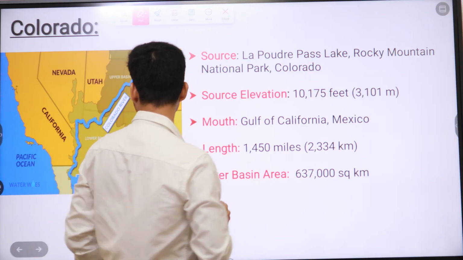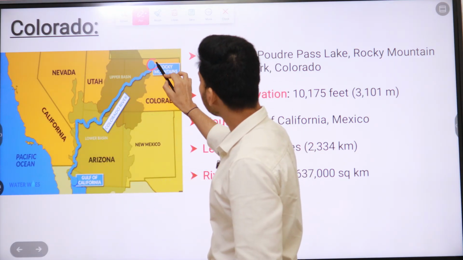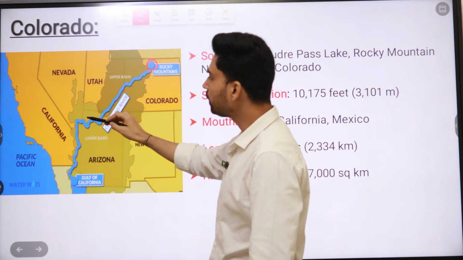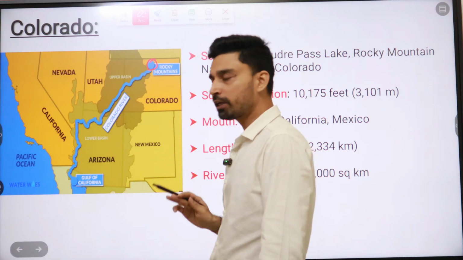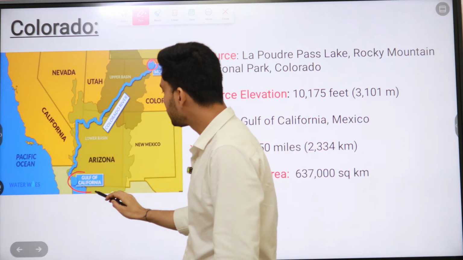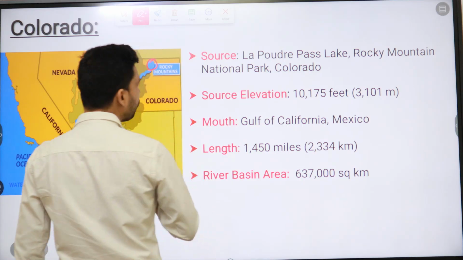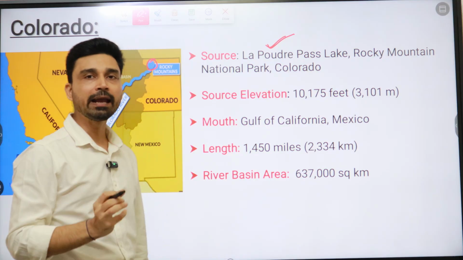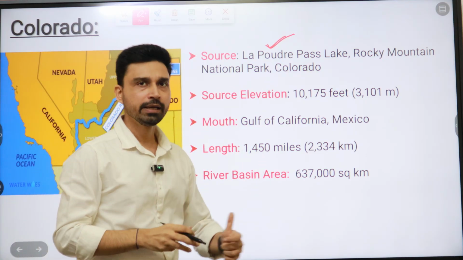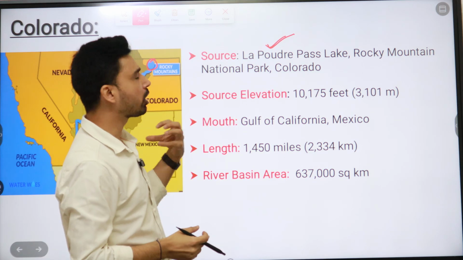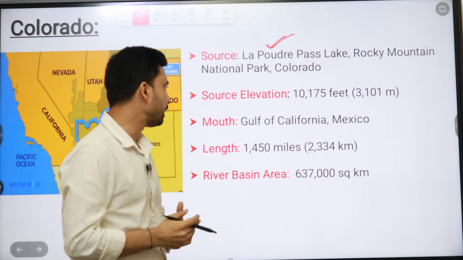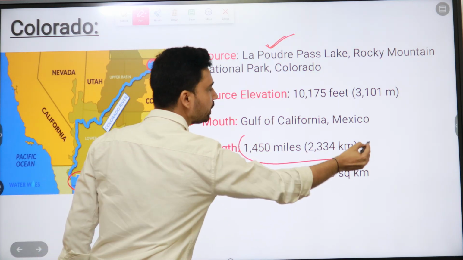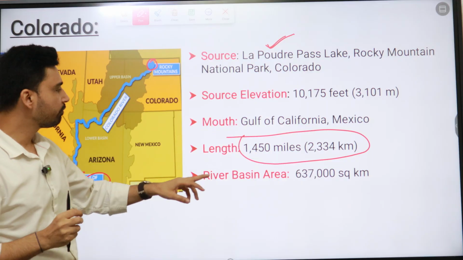Colorado River is a very important river because it originates from the Rocky Mountains, the longest mountain range of North America, and then flowing further in a southwestern direction, it drains out in the Gulf of California. So the origin point, if you look more precisely, is believed to be La Poudre Pass Lake in the Rocky Mountain National Park. State-wise, obviously, it is part of Colorado state. Colorado is a plateau as well. Elevation is about 3000 meters, and the mouth we have discussed. Length of the particular river is about 2334 kilometers.